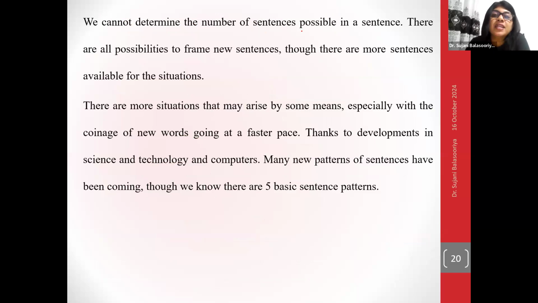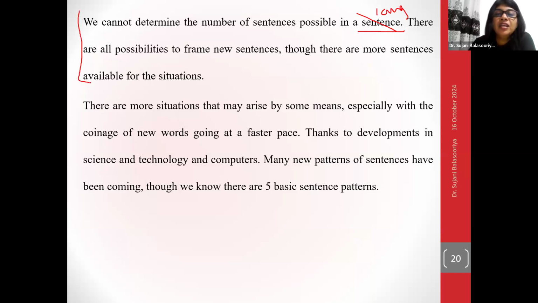And we cannot determine the number of sentences possible in a language. Could you please check your notes here? This should be changed to language, not sentence. Number of sentences possible in a language. Change your note, please. There are all possibilities to frame new sentences, though there are more sentences available for the situations.